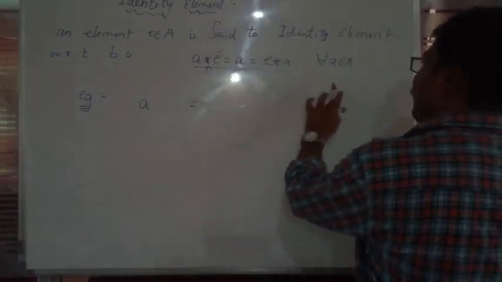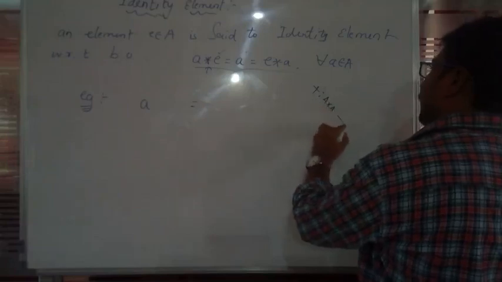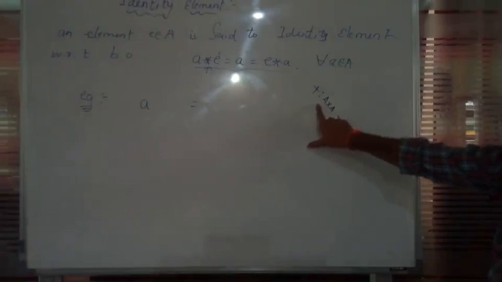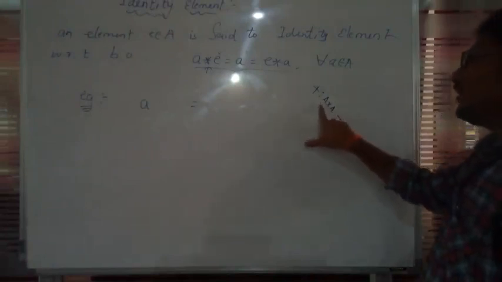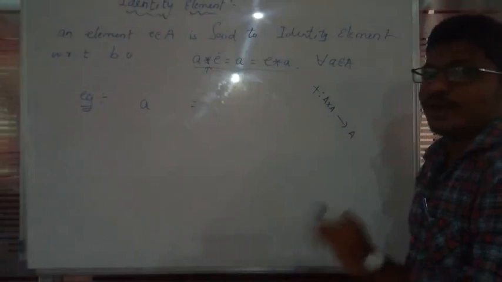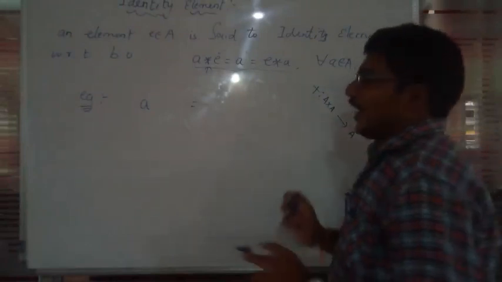Now I will give one binary operation from A cross A to A. We take two numbers from these sets, and after operating, the number we get is present in the same set. What is the identity element? Just concentrate on this one concept. Identity element is very simple.